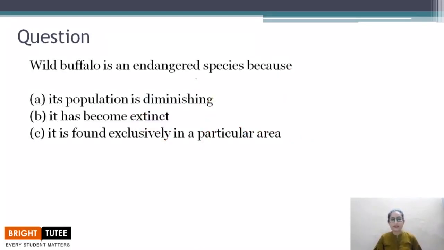Why is the buffalo an endangered species? Because its population is diminishing. It is found exclusively in a particular area. Students, its population is diminishing. That is why we are calling it an endangered species. Alright?